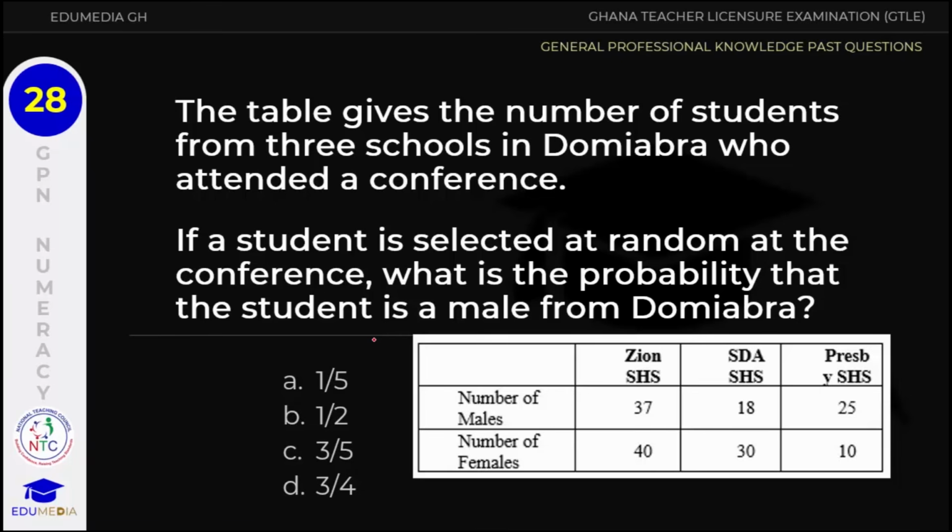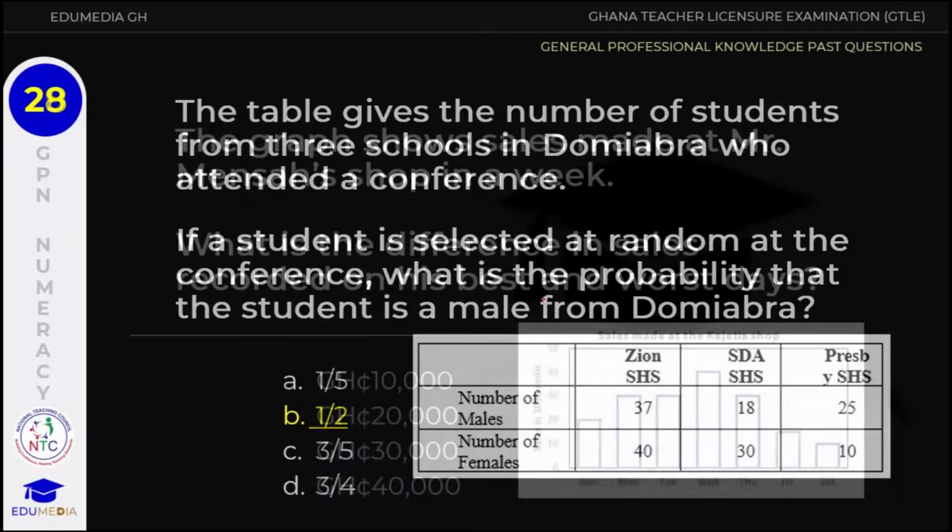Question 28. The table below gives the number of students from 3 schools in Numeracy who attended the conference. If a student is selected at random at the conference, what is the probability that the student is a male from Numeracy? So this is probability. You would have to take your time and review your note on probability. The correct answer here is half, that is B. And when you do the calculation, you will definitely get this as the correct answer.